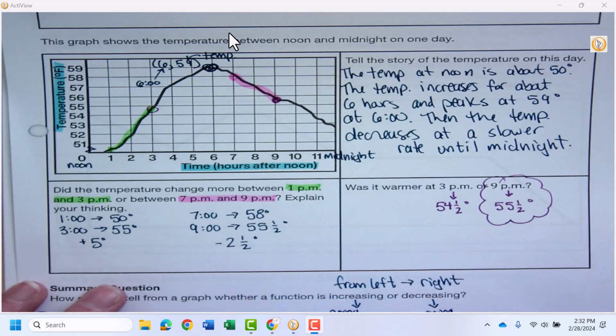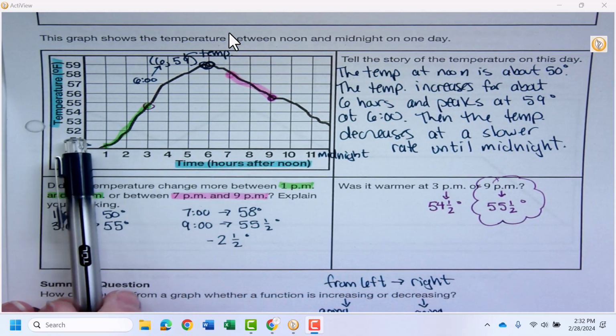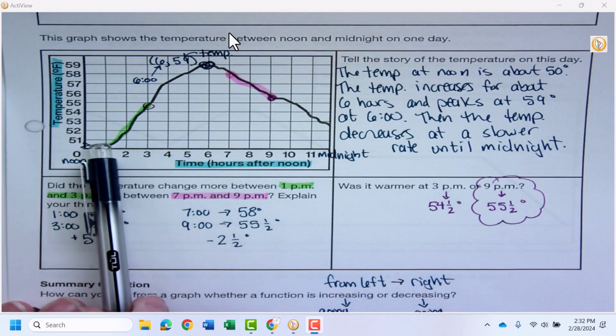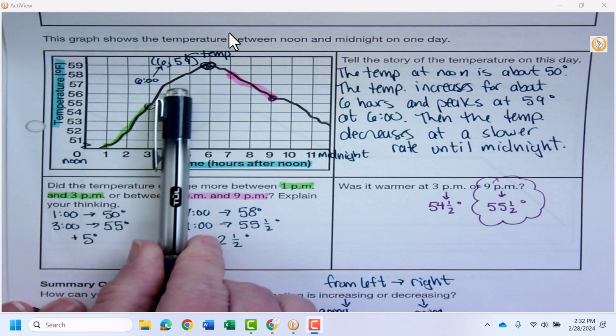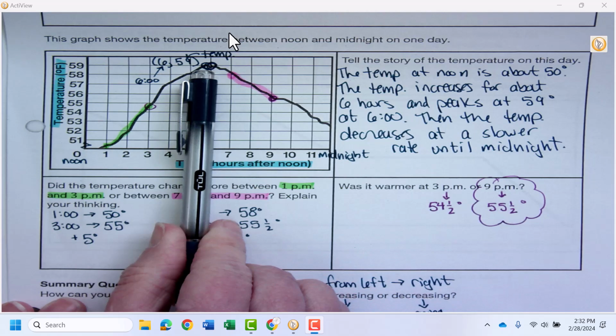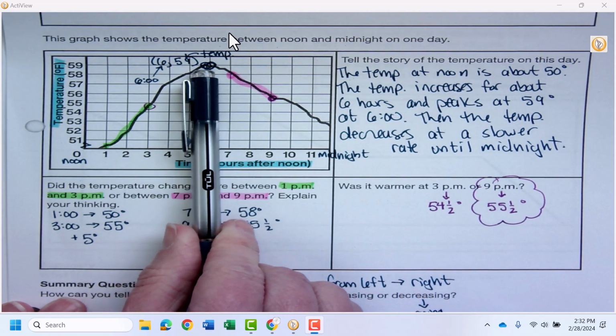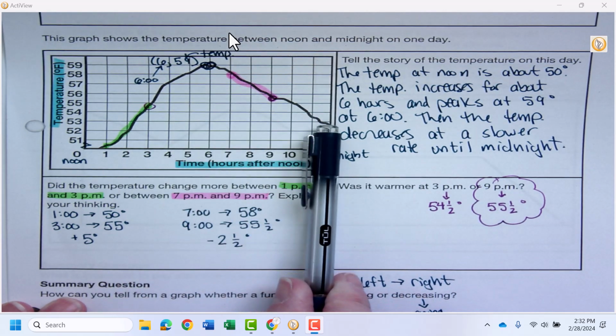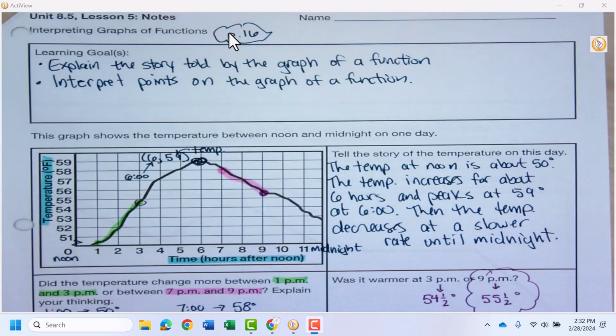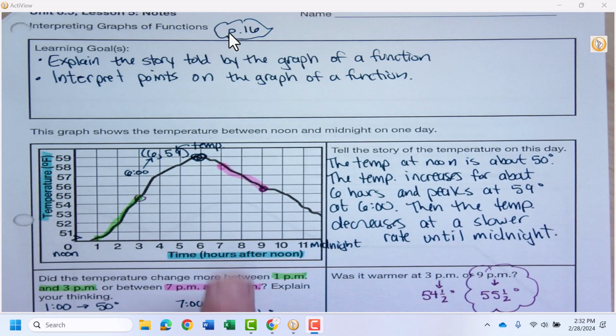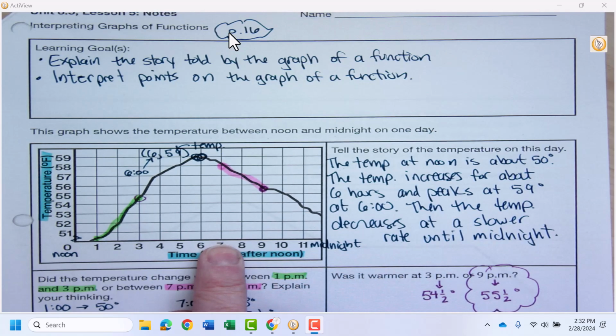So one last time, let's just go back to this graph. And as I move from left to right, I see that this graph is increasing here, up until about 6 o'clock, and still moving from left to right, it's decreasing here. All right, so this is all about how a graph can tell a story.